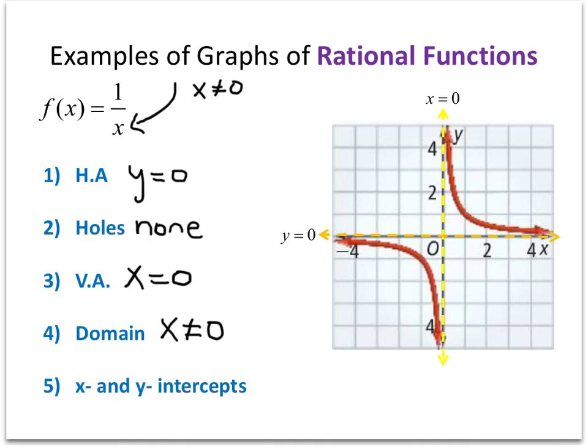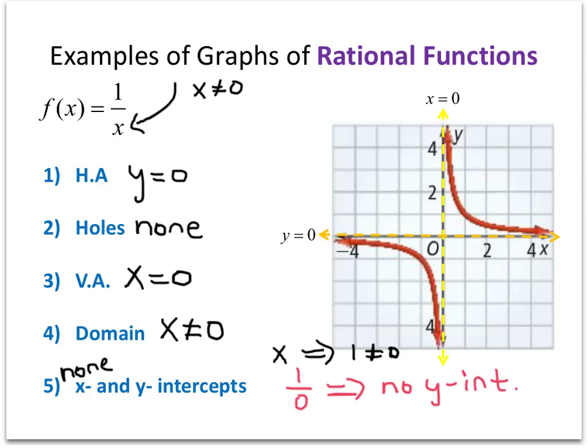X and y intercepts? Well, for our x-intercepts, we set the numerator equal to 0. Well, 1 cannot be 0, so I will have no x-intercepts. And y-intercepts, we go ahead and we plug in 0 everywhere we see an x. Well, for this function, I cannot plug in 0 on the bottom, therefore I will have no y-intercepts. And this is all information we already know because we know what the graph of this function looks like.